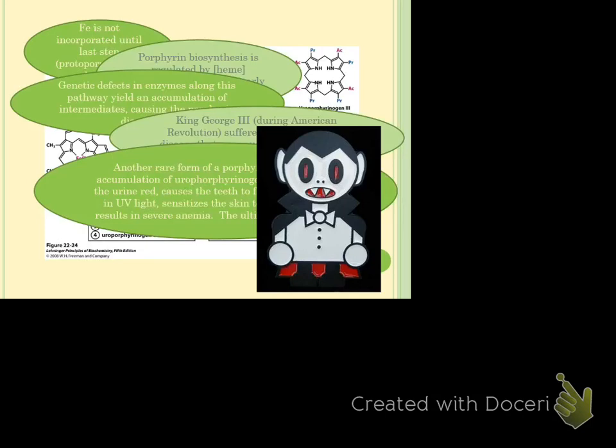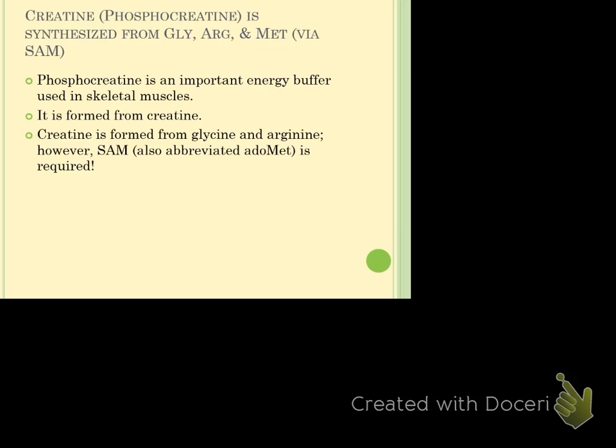All right. So now we're going to move on to creatine and phosphocreatine, because that's just a phosphorylated version. It's an important energy buffer used in your skeletal muscles, and so sometimes you hear people taking creatine supplements, which, by the way, you need to be careful with. You don't want to take it too much. That's the kind of thing that you want to cycle on and off.